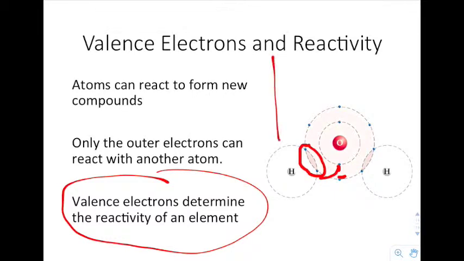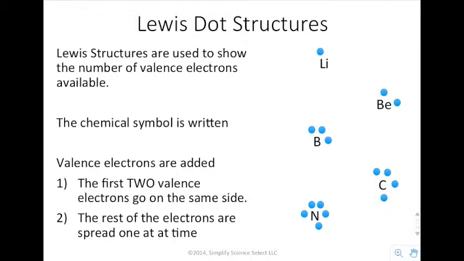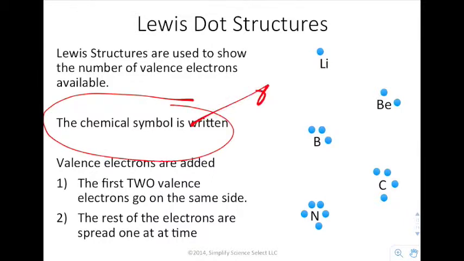That's why whenever you look at the columns, they have similar valence electron structures as you move down the periodic table. Because of that, we want to create something called a Lewis dot structure. Lewis structures are used to show the number of valence electrons that are available for an atom. Basically, what a Lewis structure is: you write the chemical symbol for an element, and then you fill in the valence electrons. The thing to remember is that the first 2 valence electrons go on the same side.